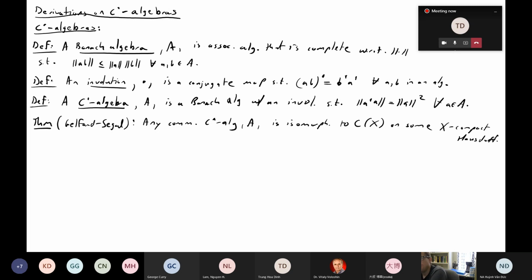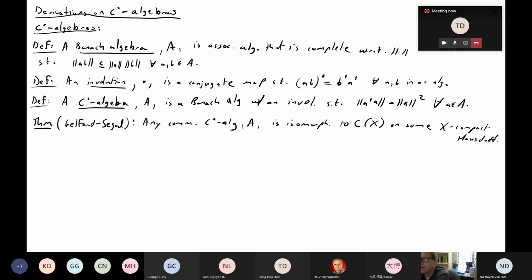In fact, you can change it a little bit. I should clarify: the algebra here, I'm not assuming anything about having a unit. But when I say commutative, I mean with a unit, and so then it's that. Otherwise, if there's no unit, it's going to be isomorphic to the continuous functions, C0, that vanish on the boundary of this compact Hausdorff space.